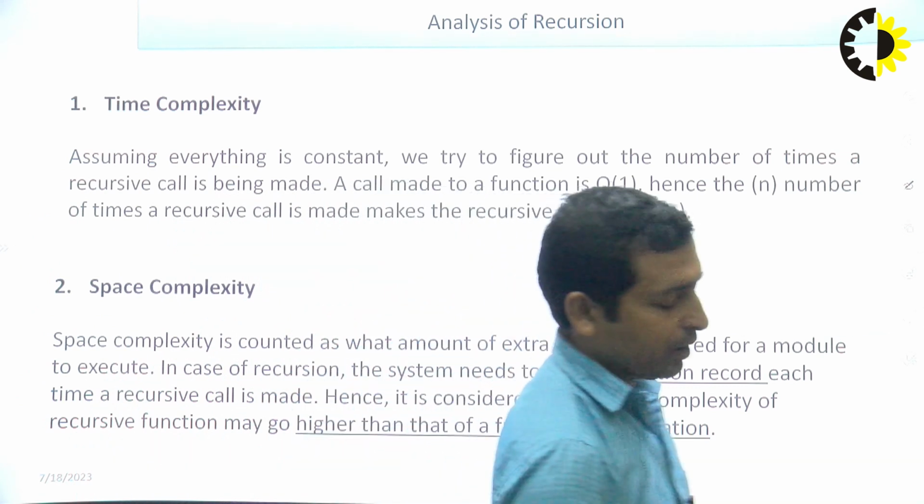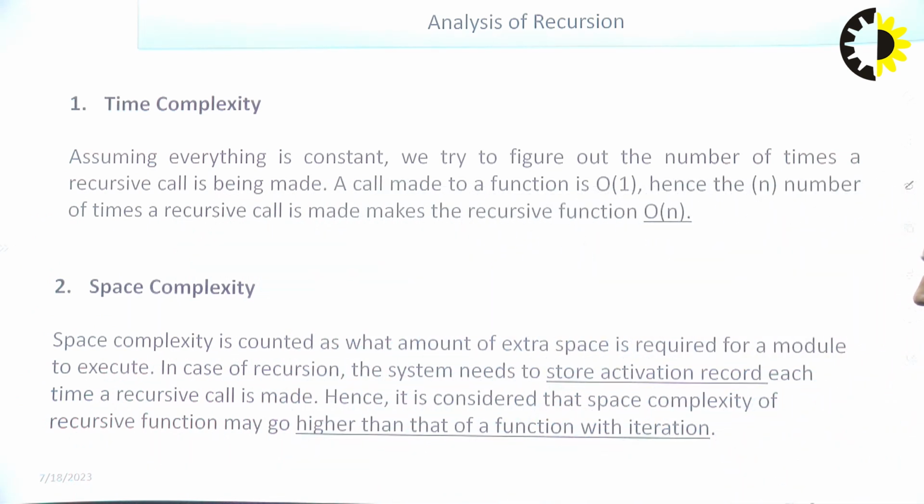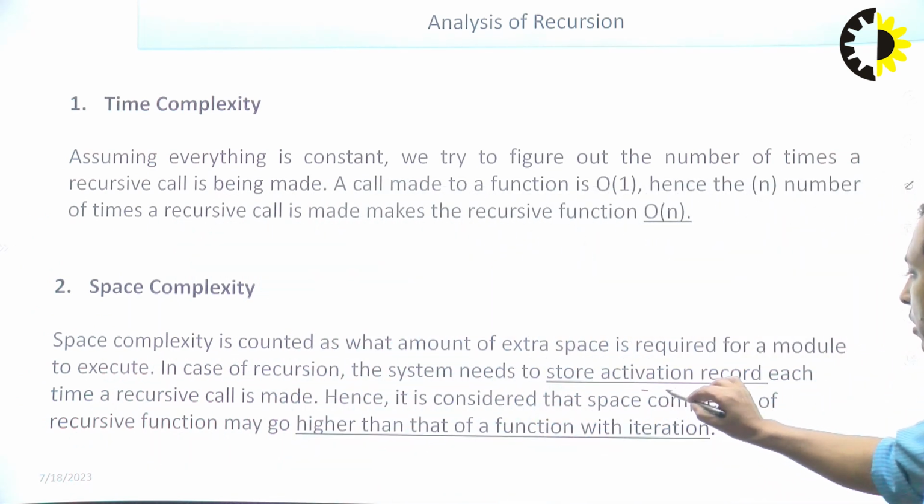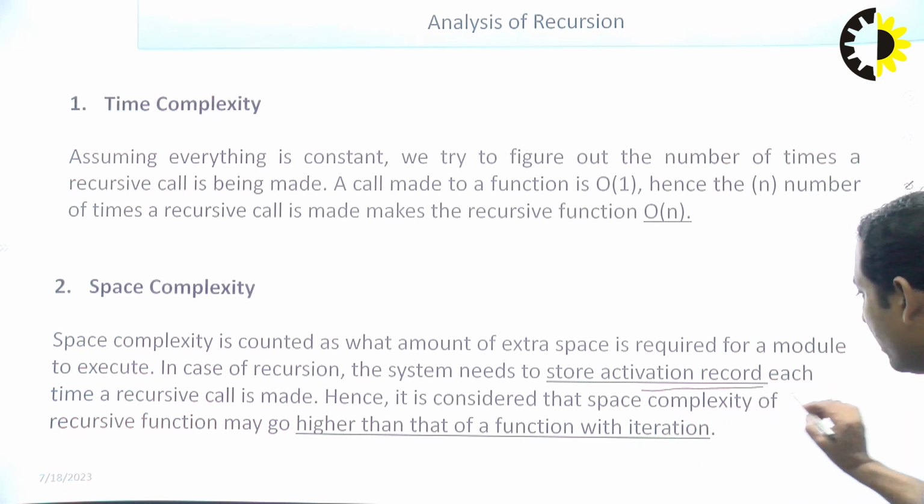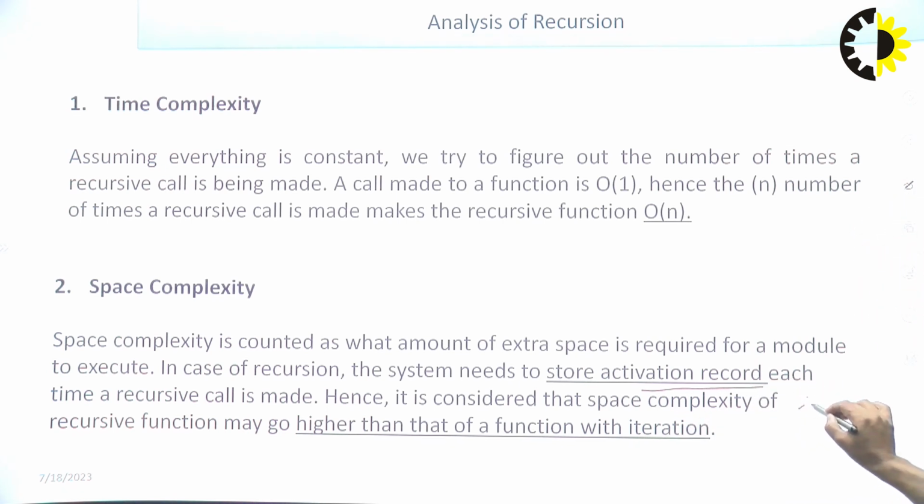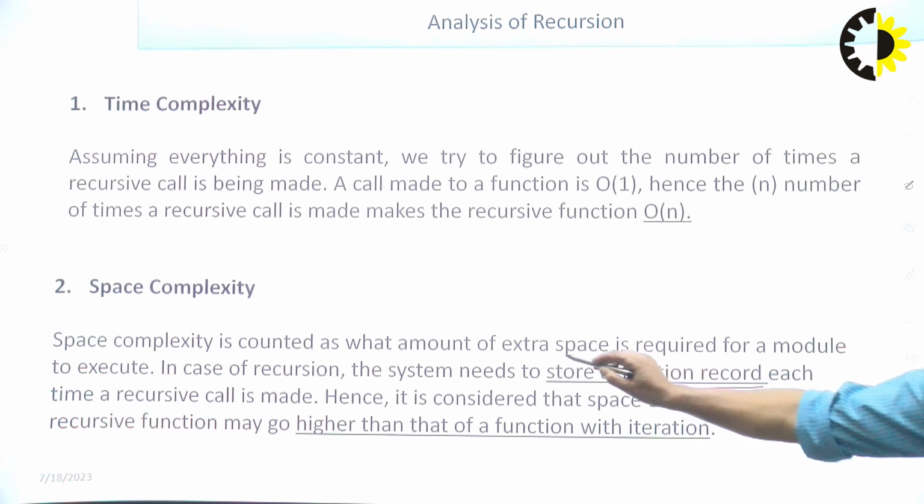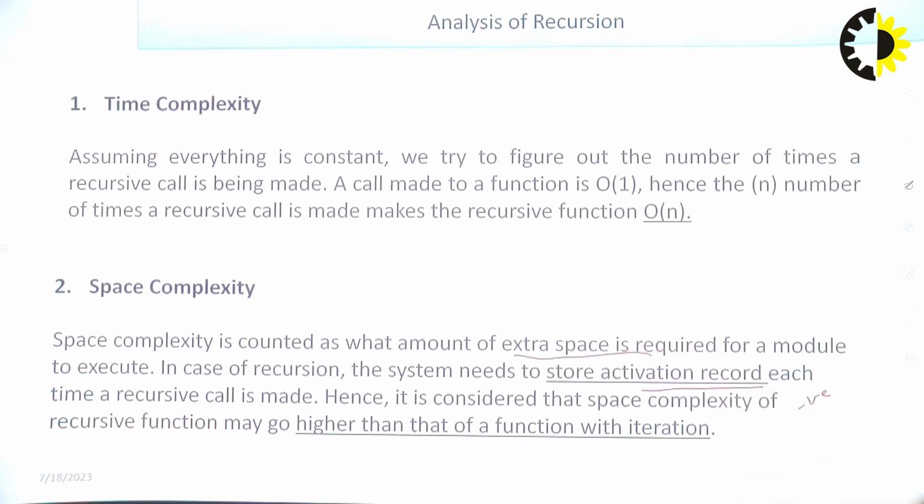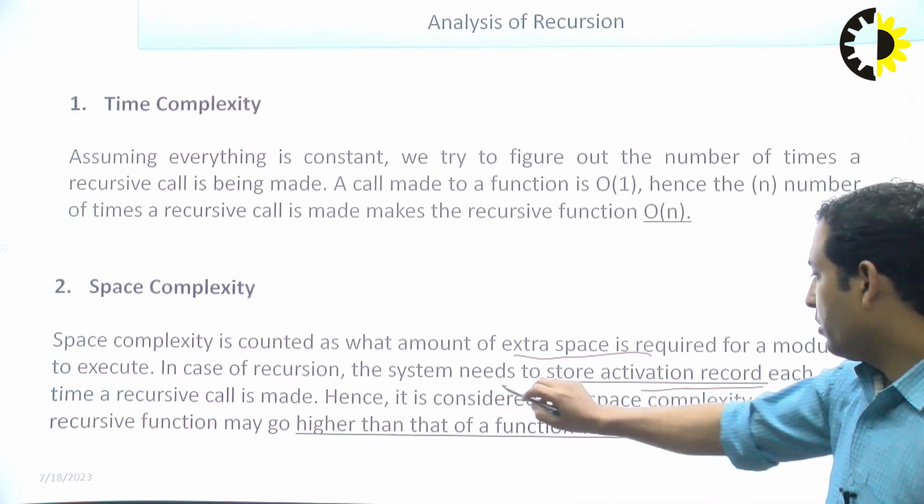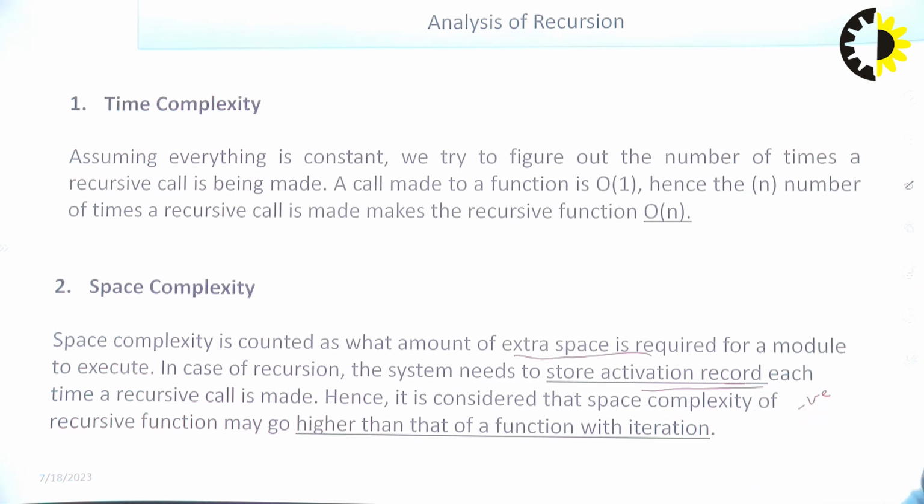many stack frames are created. If for each call an activation record is maintained, this is a negative point. Space complexity is counted when the amount of extra space is required for the module to execute. In the case of recursion, the system needs to store an activation record each time a recursive call is made. For n calls, n records will be maintained, so extra space is required.